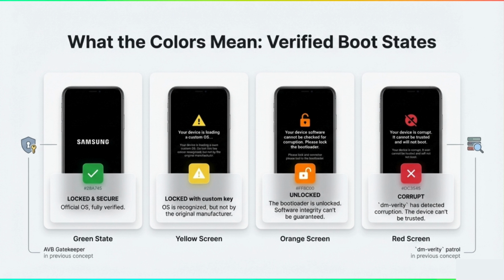Let's quickly talk about some of the verified boot states and color codes that Android provides. If you see a yellow screen when you boot up your Android, that just indicates that you are loading a custom OS or a rooted phone, perhaps. If you have an orange screen, that just means the bootloader is unlocked. That means that, from a security point of view, you are compromising. Software integrity cannot be checked because that is provided by the bootloader, which you've modified.